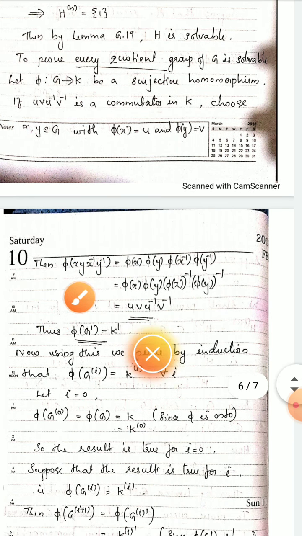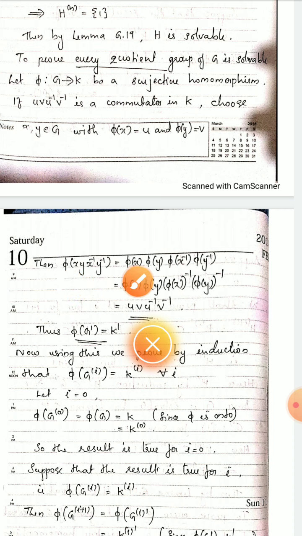So let us look at the image of this element under phi. phi of x y x inverse y inverse can be written as phi of x, phi of y, phi of x inverse, phi of y inverse, since phi is a homomorphism. And that is equal to phi of x, phi of y, phi of x the whole inverse, phi of y the whole inverse, and phi of x is u, phi of y is v. Substituting that we get u v u inverse v inverse. So that is an element in K', because we have taken u v u inverse v inverse as a commutator in K. So thus the image of an element in G' is an element in K'.